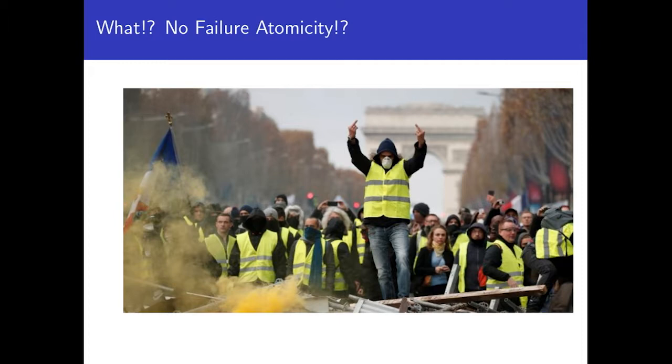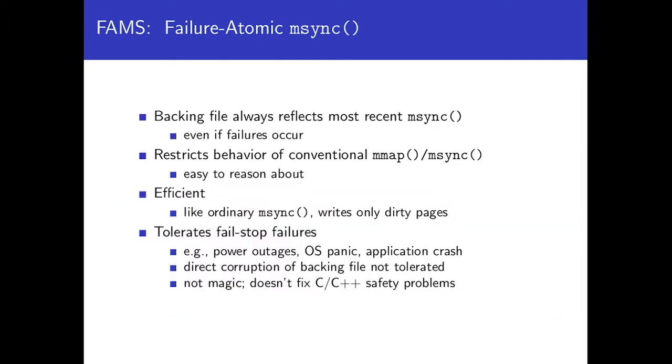So a few years ago, my colleagues and I decided to do something about this, and we began work on a mechanism called failure atomic msync. It is exactly what the name implies. It's a semantic strengthening of standard msync, and it gives you a simple guarantee. The backing file is always in a state reflecting the most recent successful msync call, even if something goes wrong, even if a crash occurs.